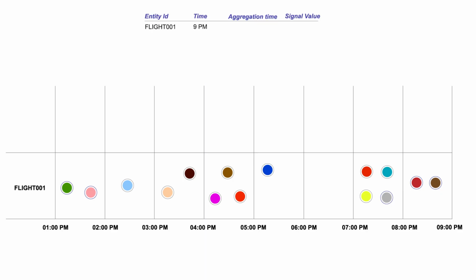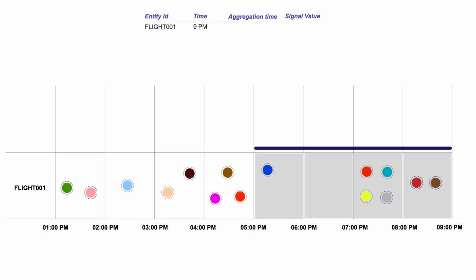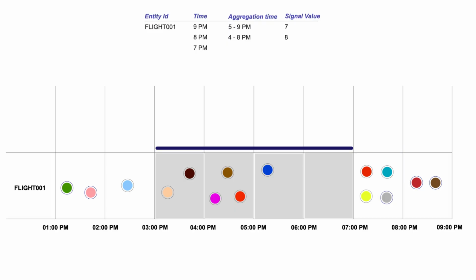At 9 pm, we'll look back from 5 pm to 9 pm as the aggregation window is 4 hours. Here we can see 7 small circles. This means that the value of a signal would be 7. At 8 pm, we need to look for small circles from 4 pm to 8 pm. There are 8 circles, so the signal value would be 8. At 7 pm, the window is from 3 pm to 7 pm, giving us a signal value of 6.